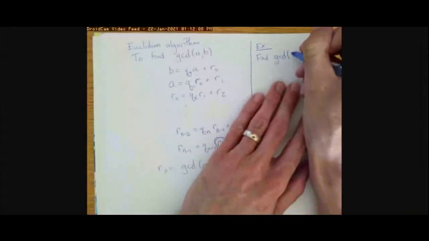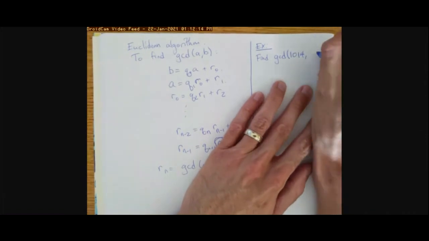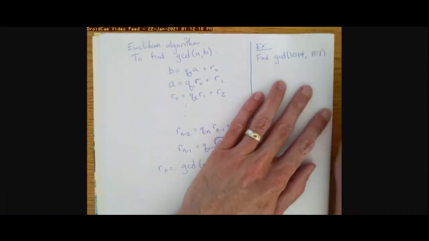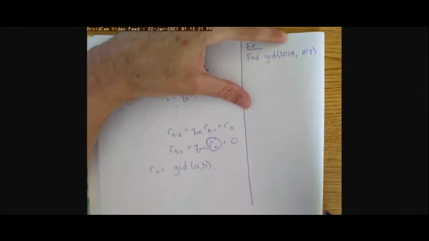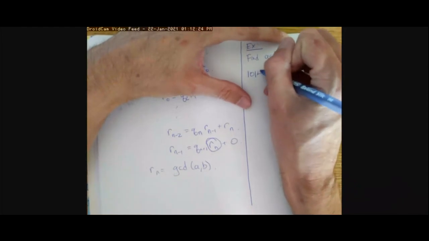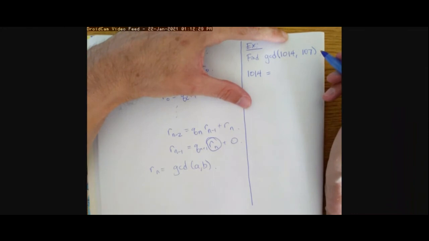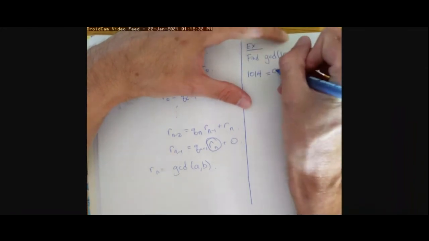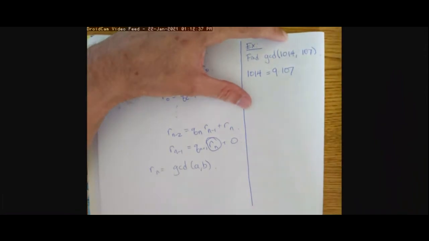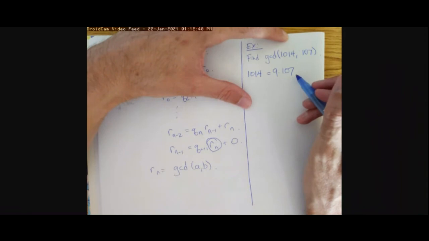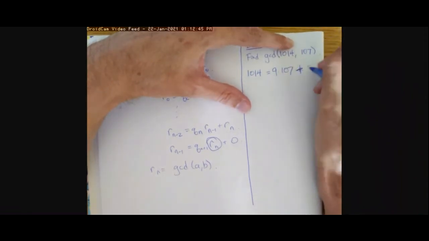Let's just find the GCD of, say, 1014 and, I don't know, 107. Well, we ask ourselves, how much does 107 go into 1014? 9 times, right? And what remainder do we get? Well, we get 963, I guess 51.